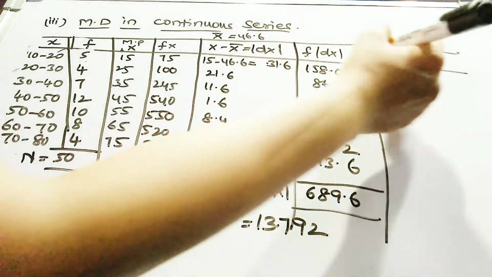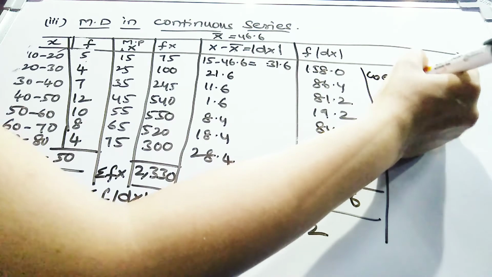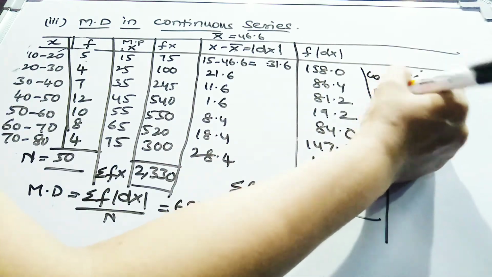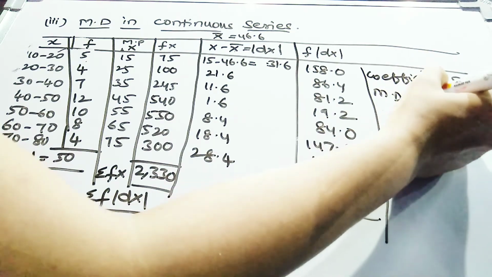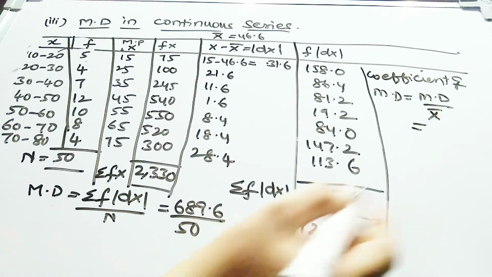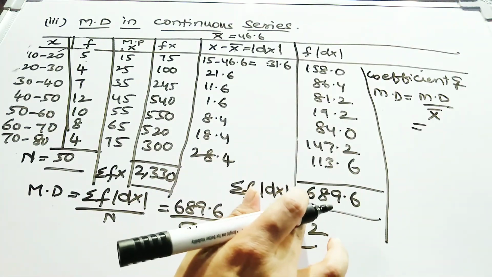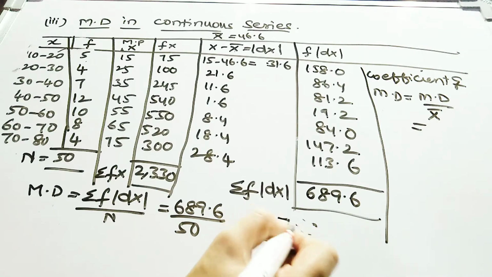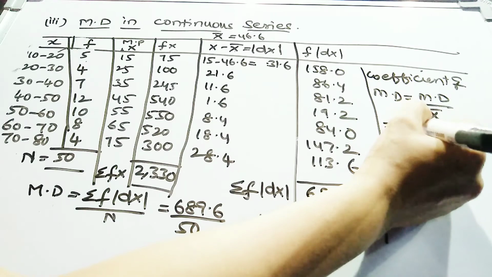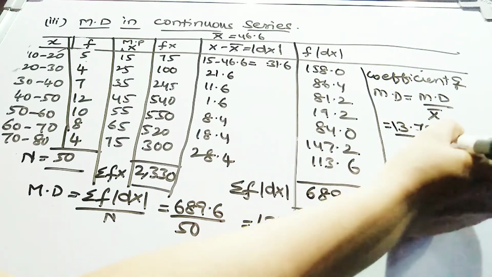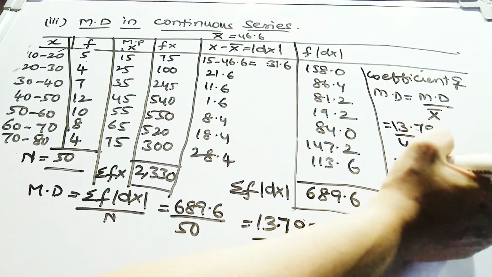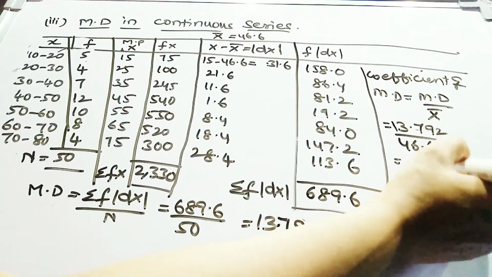After finding mean deviation, you can also find the coefficient of mean deviation. What is the formula of coefficient? Mean deviation by x bar. What is your mean deviation? 13.792. 13.792 upon what is your x bar? 46.6. Then you will get the value as 0.2959.